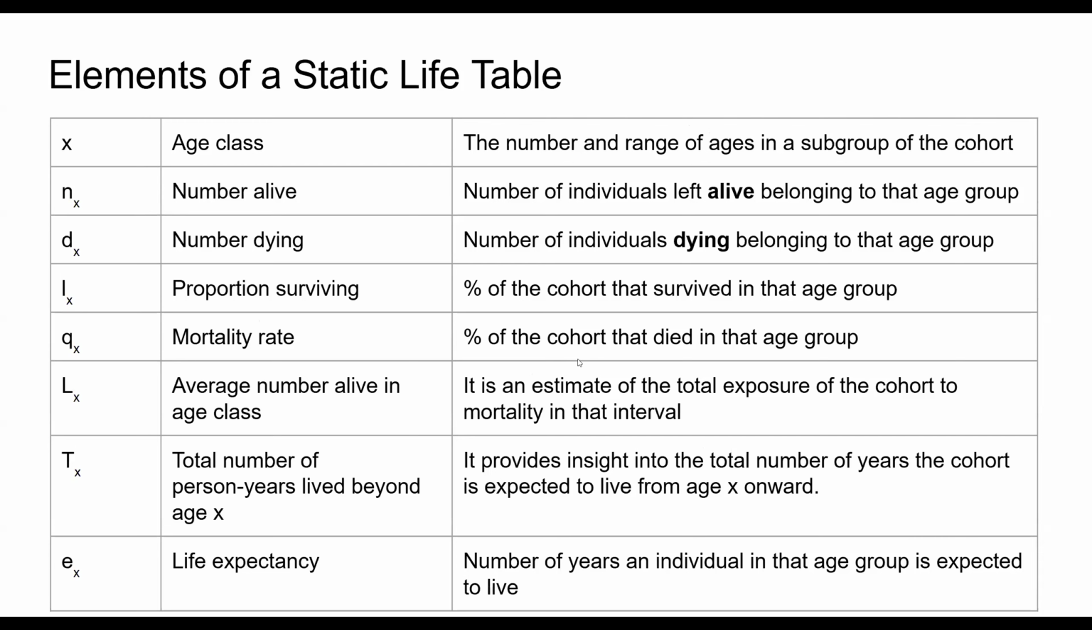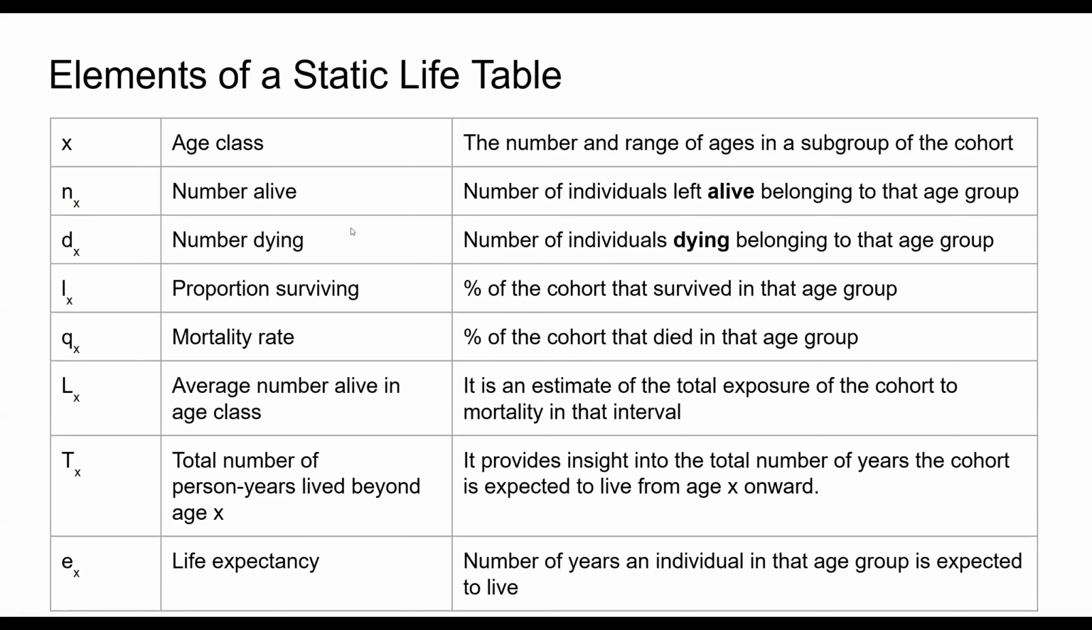Okay. Next, D sub x. Ito naman yung number ng individuals na namamatay dun sa age group na yon. So parang opposite siya ng number alive. Kung ito yung buhay, kaya sila na lang yung buhay kasi ito yung dami ng namatay. Next, proportion surviving. So ito yung percent nung buong group, nung 1,000 or 100,000 na nagsusurvive pa sa age group na yan. Ang kapartner niya ay mortality rate, which is yung percent naman ng age class na namatay.